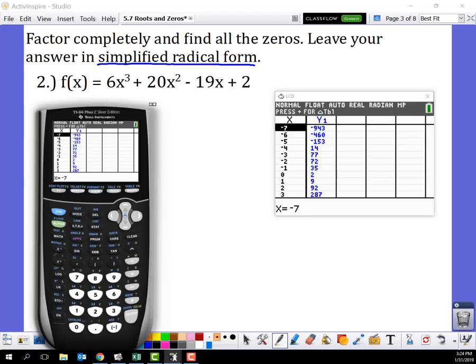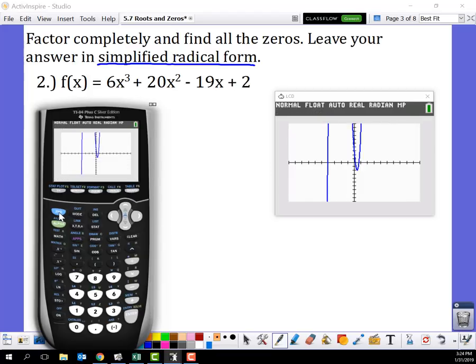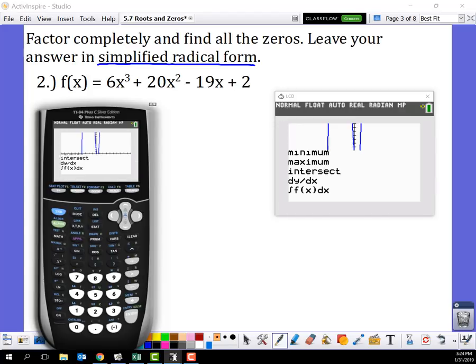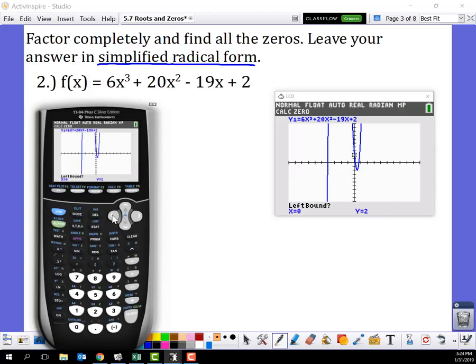Go back to your graph, and we're going to go to Second, Calculate. This is a menu screen that we've seen before in Chapter 5, when we used it to calculate relative minimums and maximums. But here we're going to use option number 2, which is to find a 0. What this tool allows you to do is calculate the coordinates of these points. I'm going to start from left to right, by finding this 0 over here on the left.